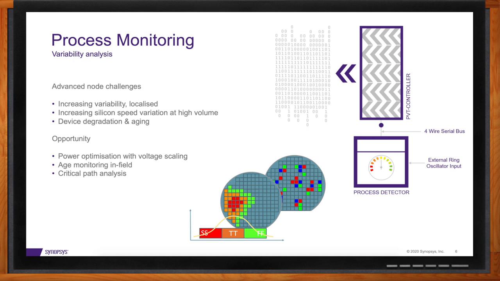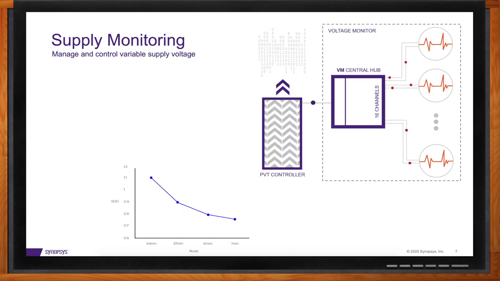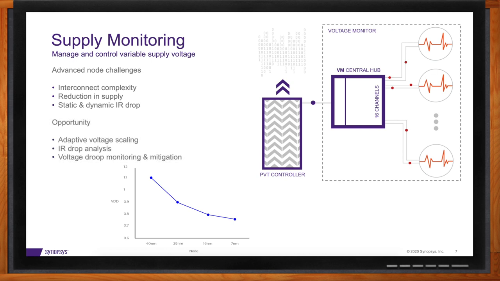Absolutely. Now, Stephen, what about the voltage part of PVT? I would imagine that advanced nodes have unique challenges in this arena as well. Yeah, well, with every new node that comes out, there's a reduction in supplies and the interconnect complexity is increasing. And we see that that then poses resistive issues through the design. So, for example, if you're looking at IR drop and the power grid across a chip, that does have an impact.